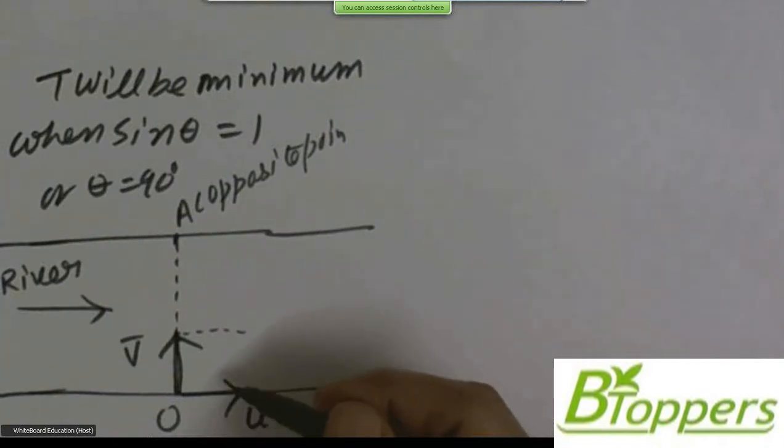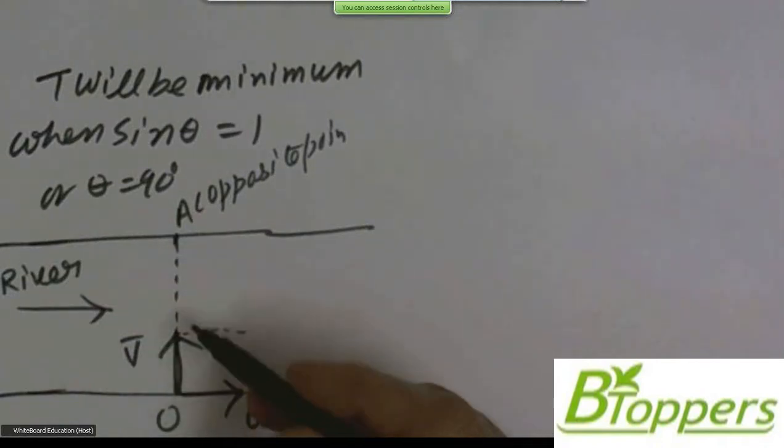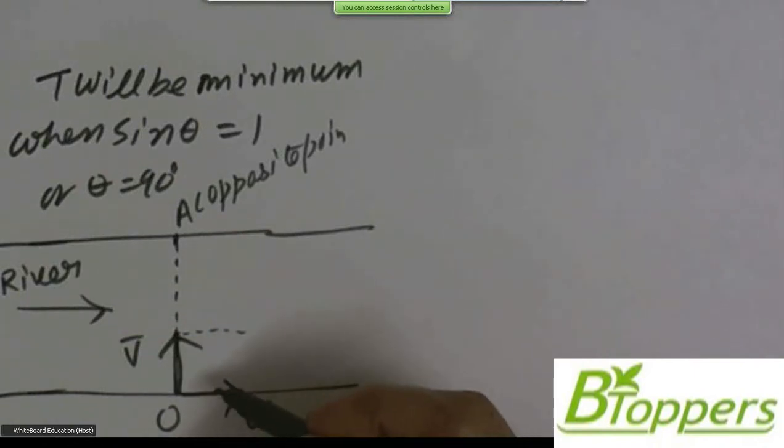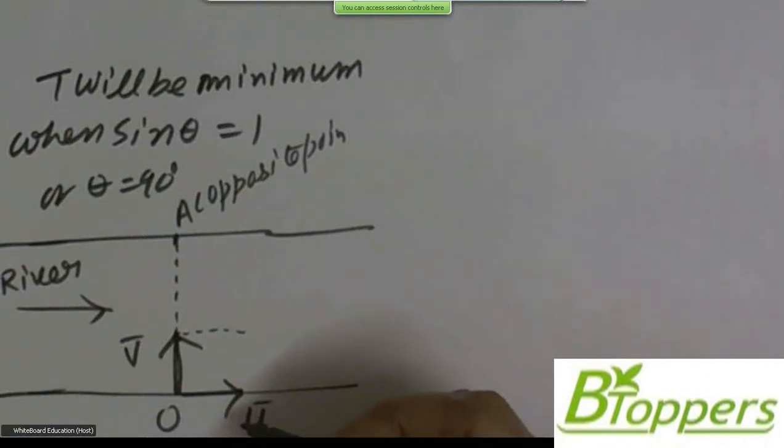So the time taken by the boat or swimmer to cross the river will be minimum when v bar is directed straight across the river. Means v bar is directed perpendicular to the velocity of the river water. Here v bar is the velocity of the boat or swimmer relative to water, and u bar is the velocity of the river water.